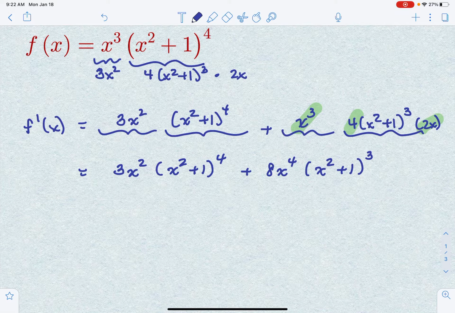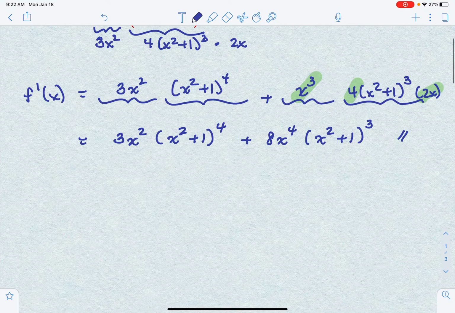And as far as that example goes, this is okay as a final answer. But we can go further, because thinking ahead to the future, we're going to be having to set these things equal to 0, and one of our favorite ways to set things equal to 0 is to have factored form, as you might recall from algebra. So I'm going to go ahead and identify common factors.